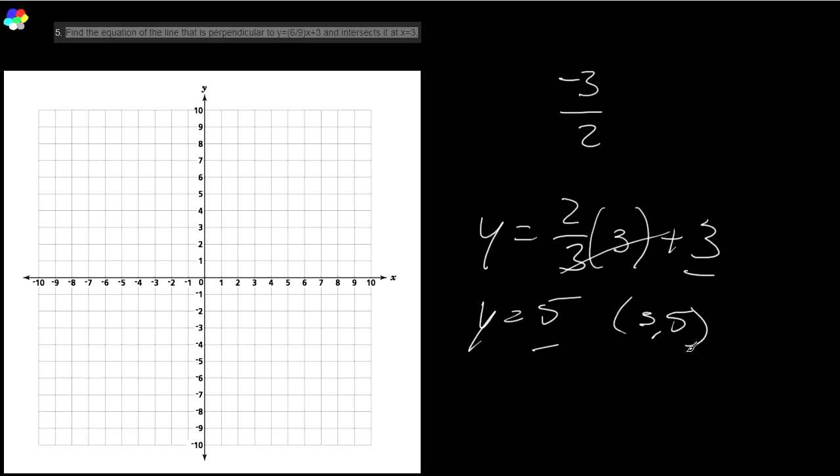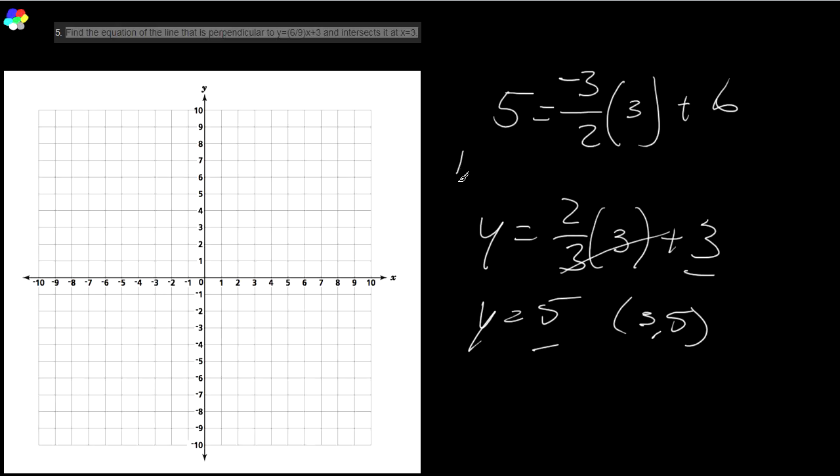So we can plug (3, 5) into here. 3, 5, b. So 5 is equal to negative 3 over 2 times 3 plus b. Well, what is this? Negative 9 over 2. All right.